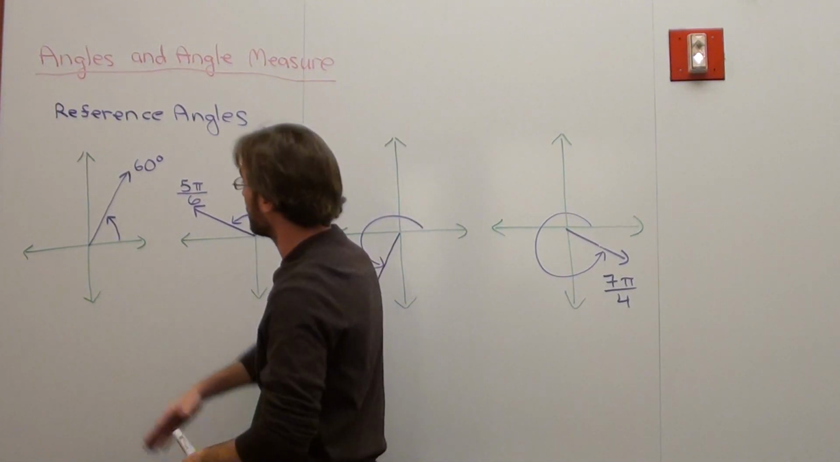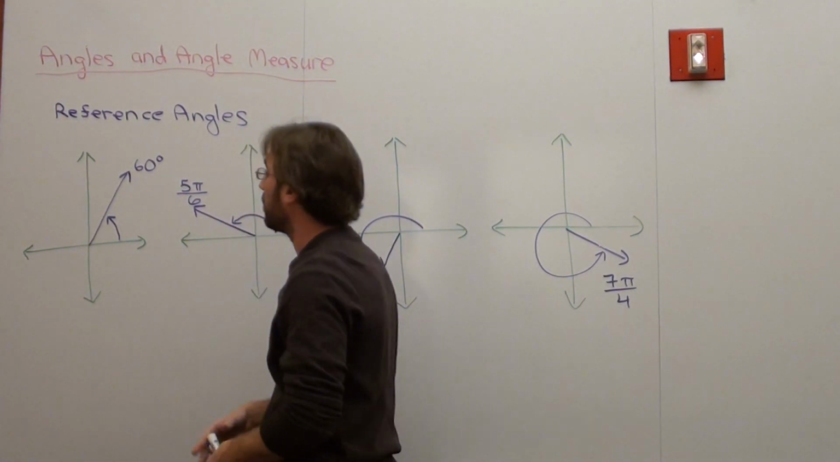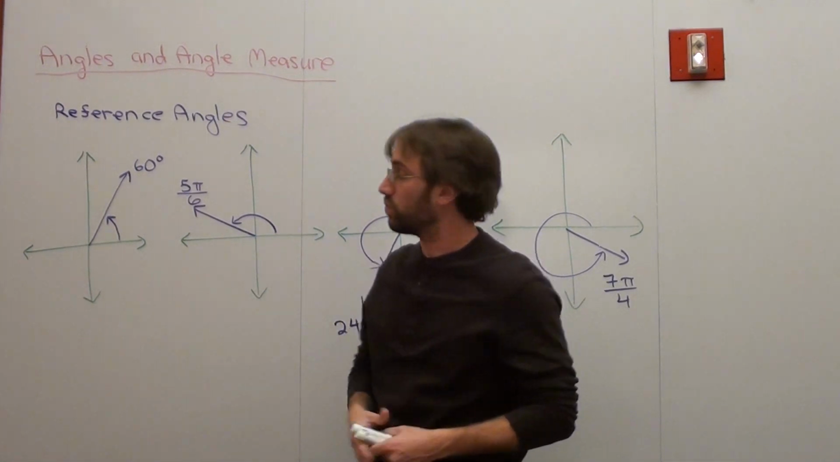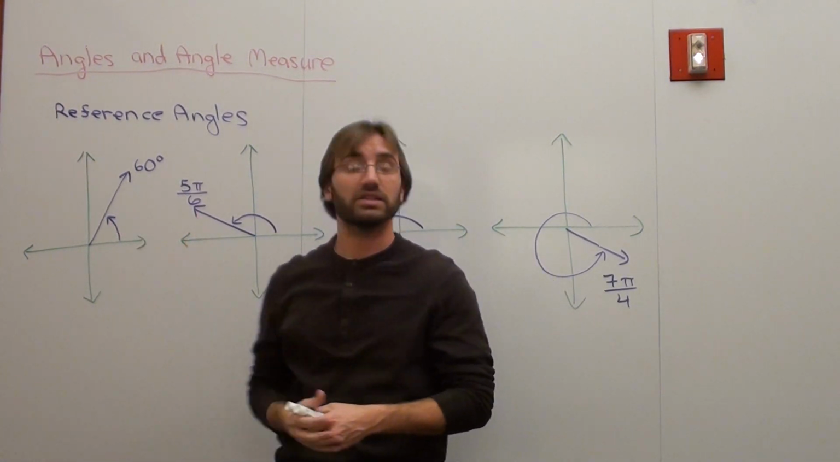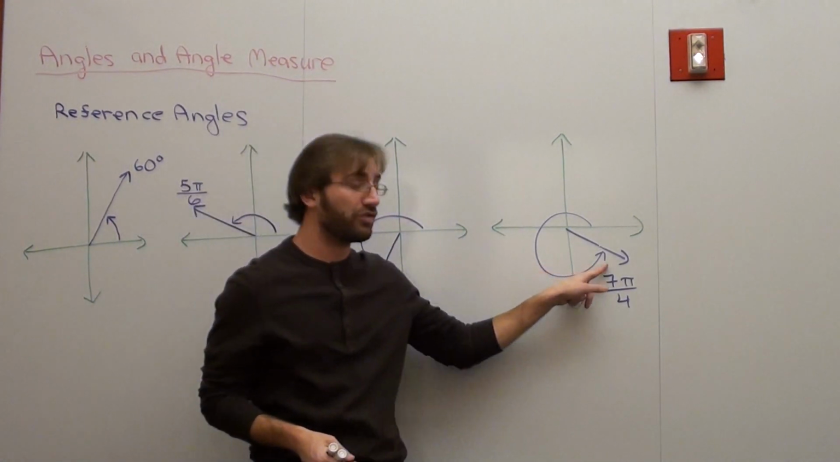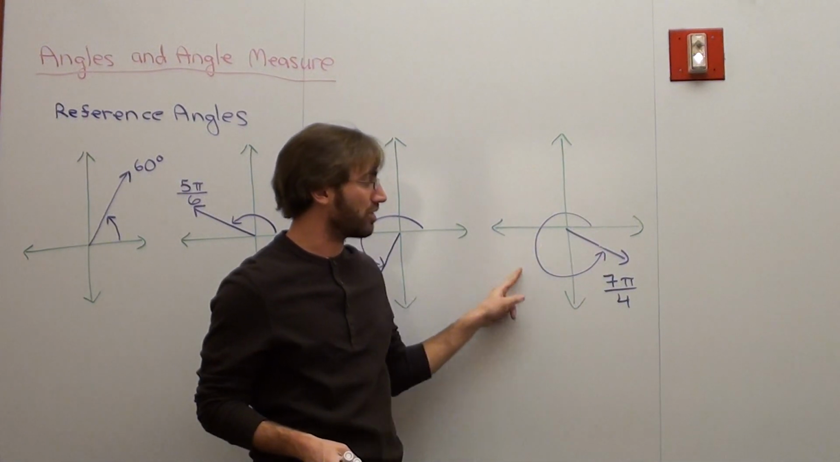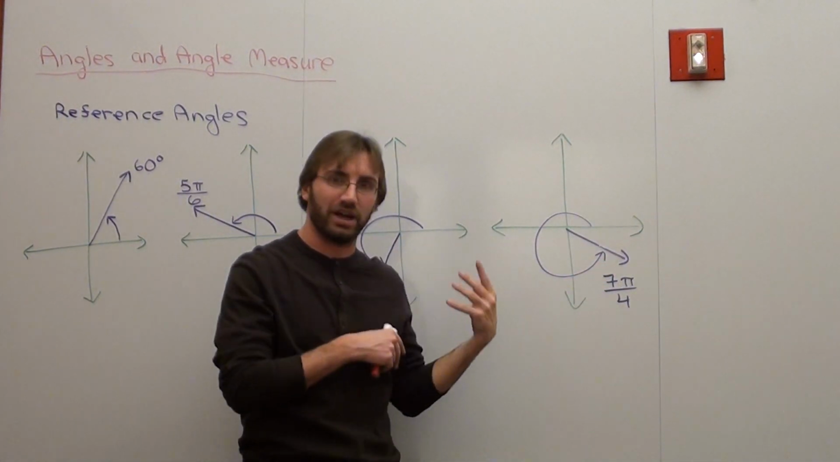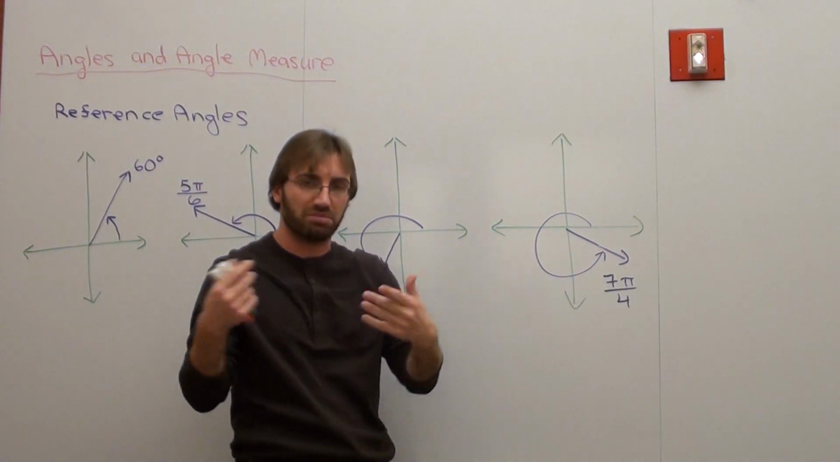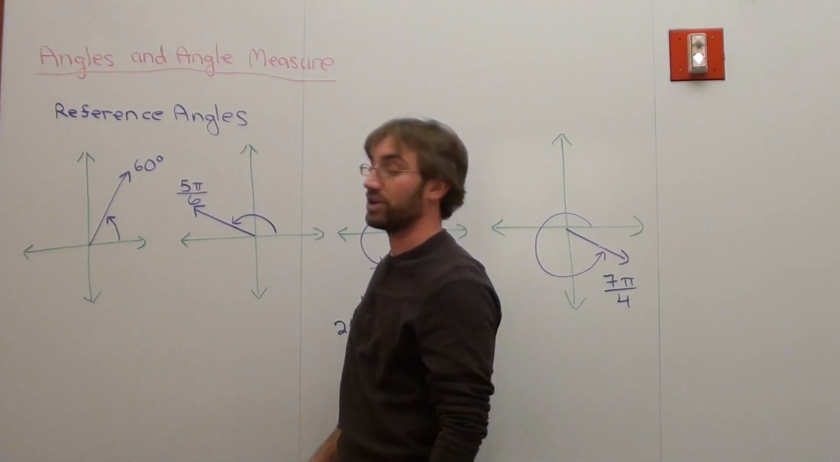Anyways, reference angles are the distance from the x-axis. So we're going to work with four different problems. One in the first quadrant, one in the second, one in the third, and one in the fourth quadrant. First quadrant, second quadrant, third quadrant, fourth quadrant. Basic algebra in terms of knowing where the quadrants are. It doesn't hurt to refresh that.